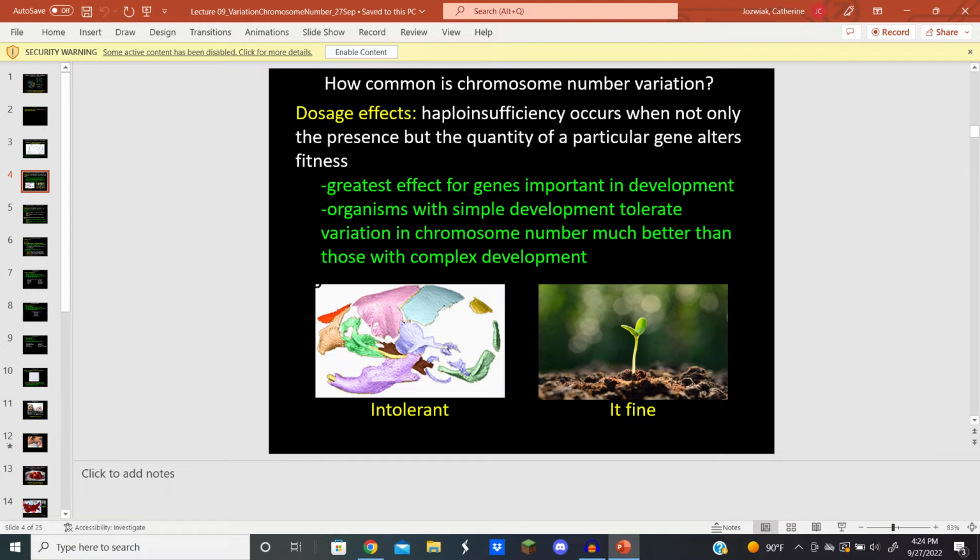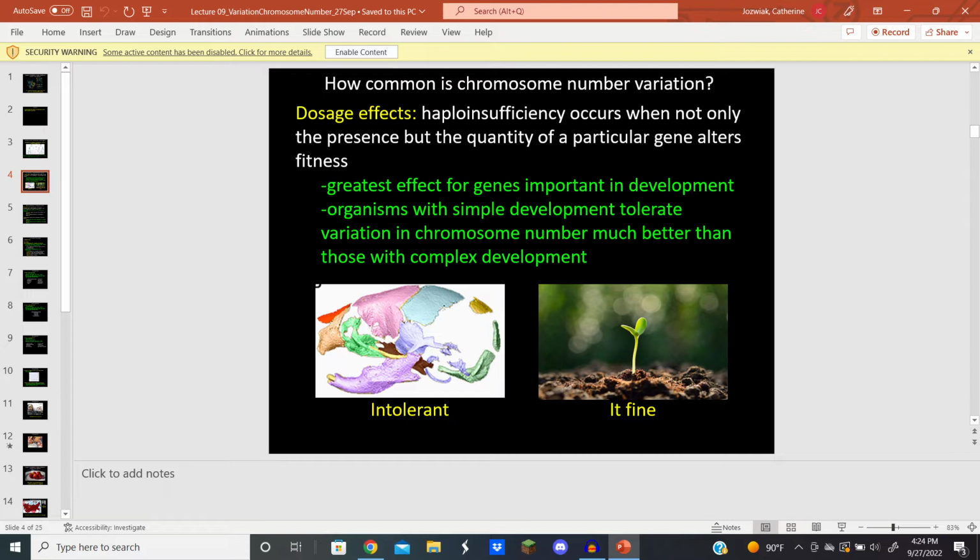And so since haploid organisms or monosomic organisms will express the gene less, they'll end up with some differences in phenotype. Now this has the greatest effect for genes that are really important in development. It's really the first stages in complex multicellular eukaryotes that determine a lot about whether an embryo survives and forms all the functional items that it needs. But that also varies a lot among different kinds of organisms.